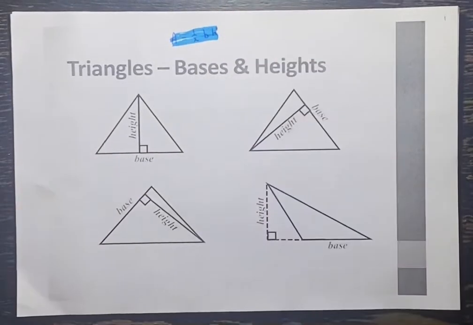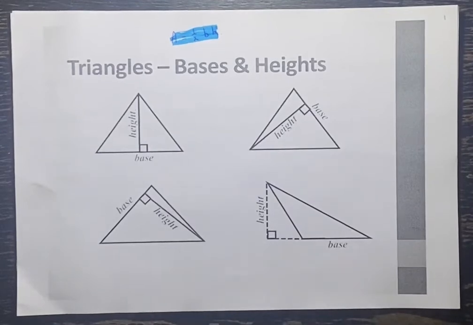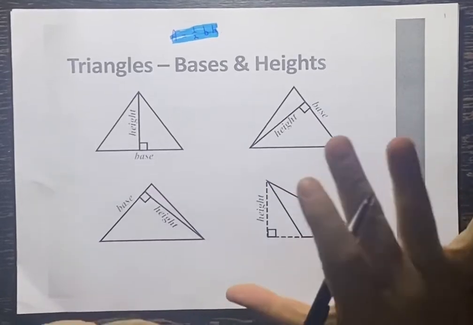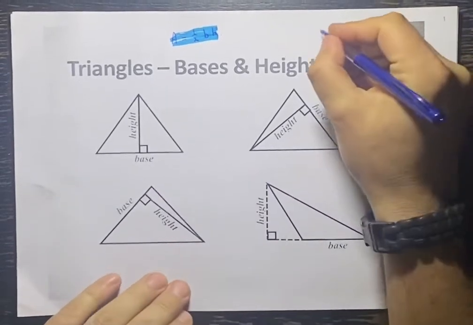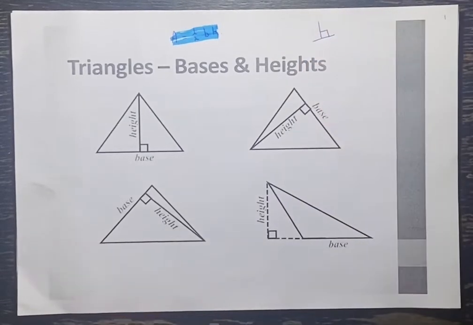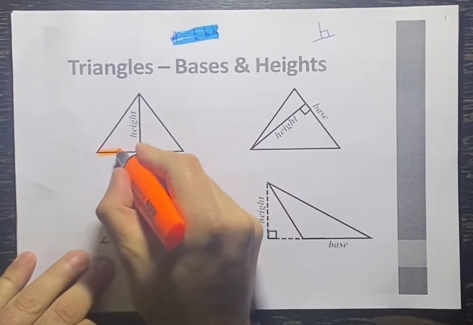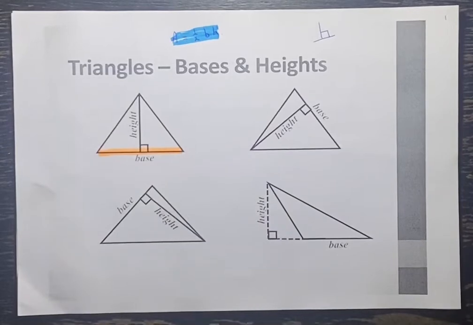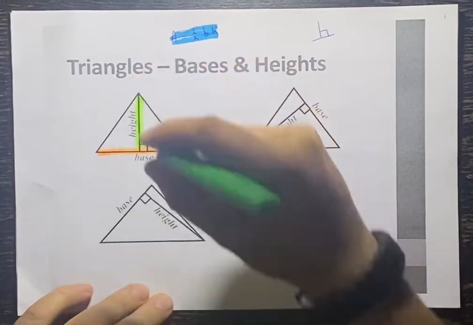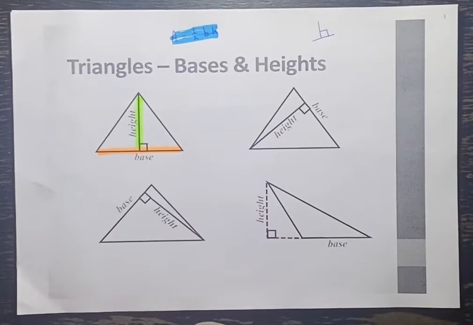Now, to talk about what the base is and what the height is, I've got a few triangles here that we can have a look at. The important thing with the base and the height is that they must always be perpendicular to each other. In other words, they must make a 90-degree angle with each other. Then you can pick out the base and the height. So, for example, over here, this side will be our base, and this line here will be the height of the triangle. As you can see, they are perpendicular, 90 degrees to each other.